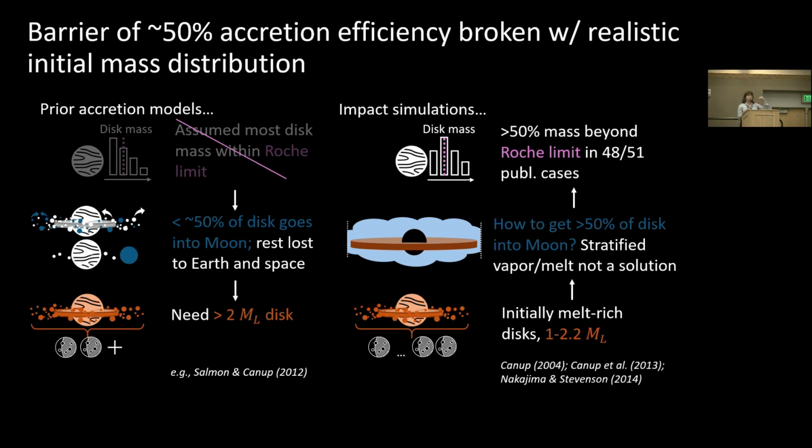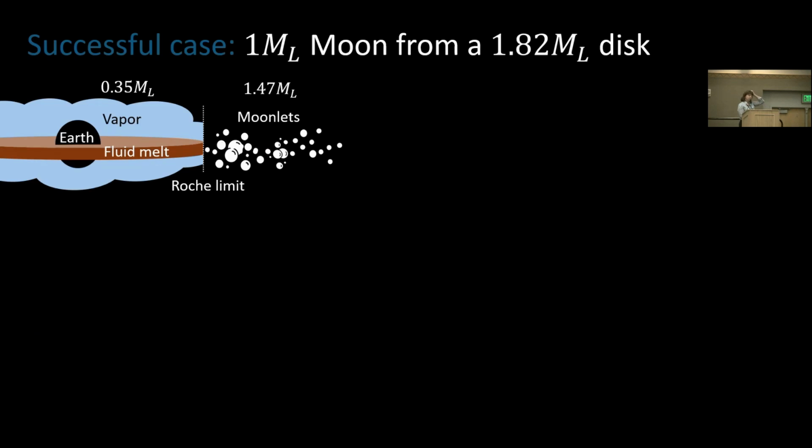Furthermore, having more mass in the moonlets completely solved our accretion efficiency problem. You get more than 50% of the disk into the moon. Now I'm going to show you a successful case. We make an excellent lunar mass moon from a disk that started off being less than 2 lunar masses, greater than 50% accretion efficiency. More than 80% of the disk is initially far out in these moonlets. The other 20% is in the melt and vapor.